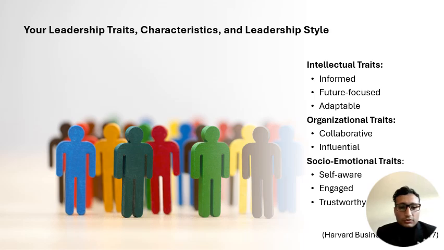While talking about the leadership style, characteristics, and leadership style, I have mentioned 3 points: intellectual trait, organization trait, and social emotional trait. While talking about the intellectual trait, I have mentioned informed. Every leader has to be informed about their work, their industry, and their business priority. They have to be informed about what they are doing and what they are not going to do.